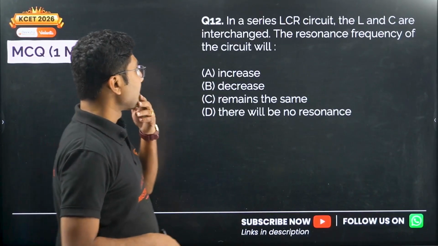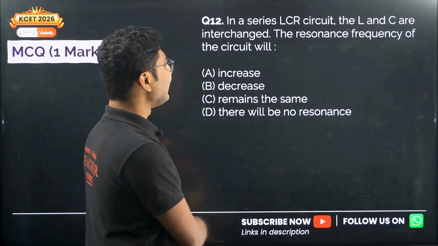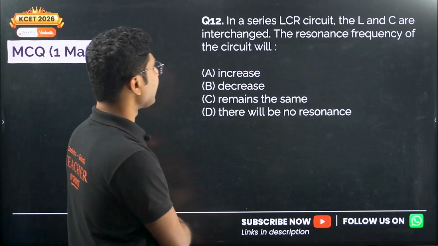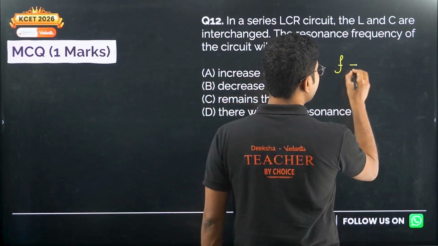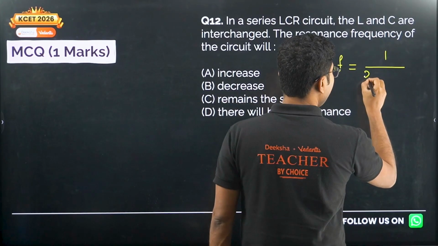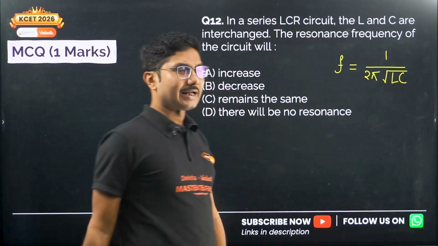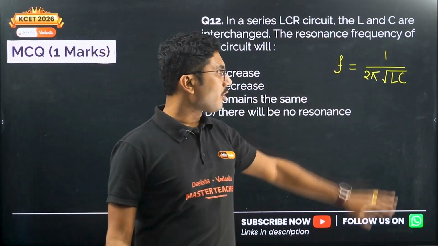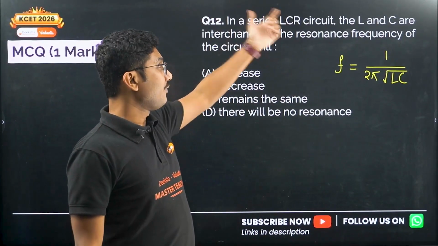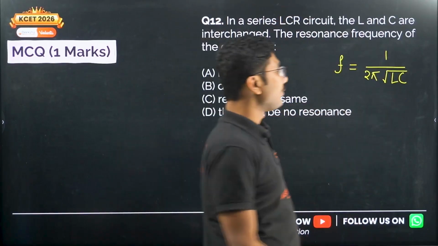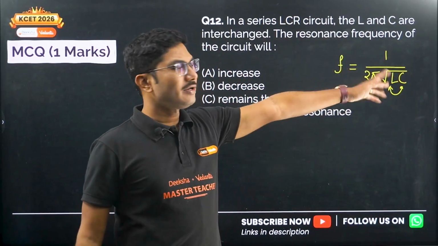Question number 12. In a series LCR circuit, the L and the C are interchanged. The resonance frequency of the circuit will? So again, a resonance frequency based question. We know that resonance frequency is equal to what? 1 upon 2 pi square root of LC. Yes, correct. So f is equal to 1 upon 2 pi square root of LC. So if you interchange L and C, will the value change? Only the multiplication order will change.